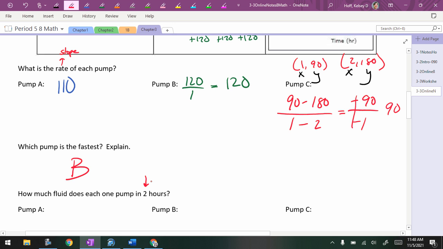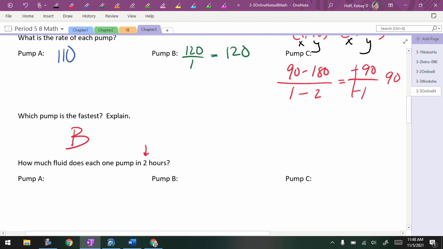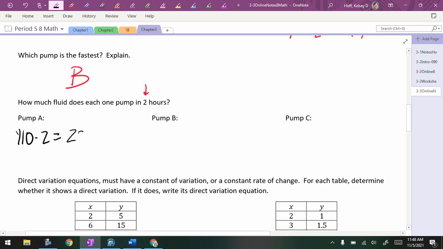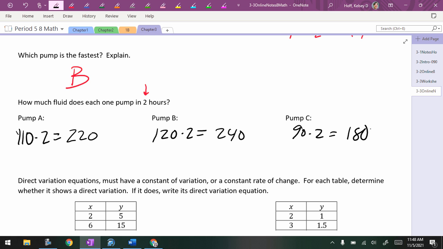Well, how am I going to figure out what pump A does in 2 hours? You could add a second hour to it or multiply by 2, because sometimes they might say like in 5 hours or in 7 hours. So if you take your rate from up above per hour, you're going to go times 2. So 110 times 2 is 220. Pump B was 120 times 2, which is 240. Pump C was 90 times 2, which is 180. So that problem's super intimidating, but it's just finding slope from different forms.